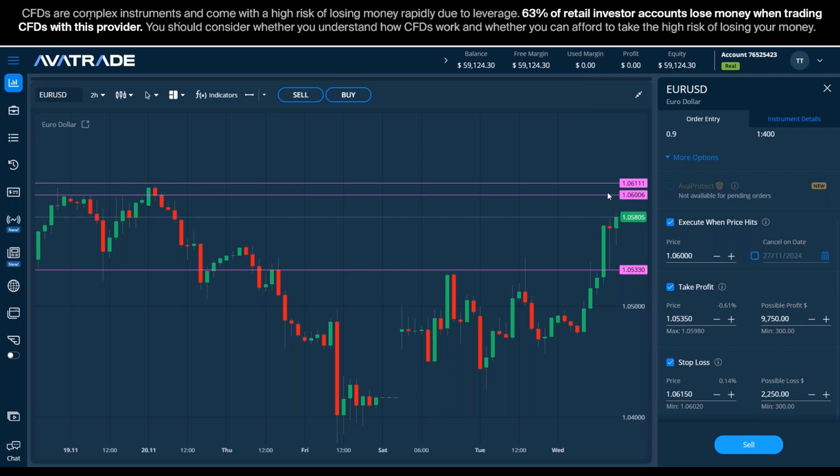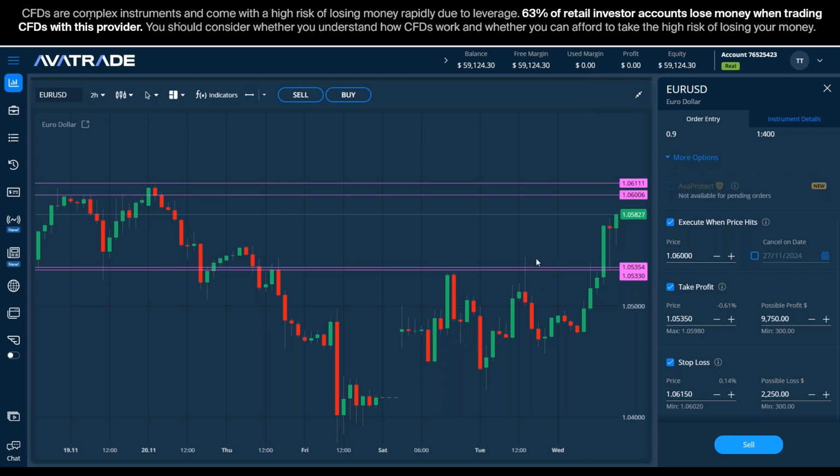And so now we've got our ratio set up. We've got our stop loss here, entry price just below 106, and take profit just above this support level here. Okay, and the take profit is 105.35, which is right about there. Just a hair above the support level.